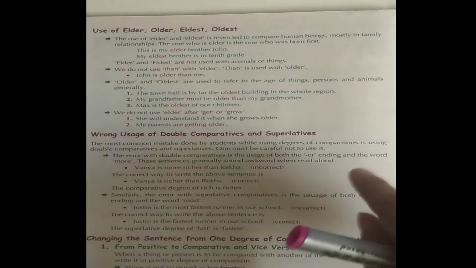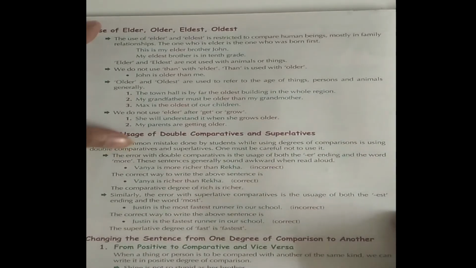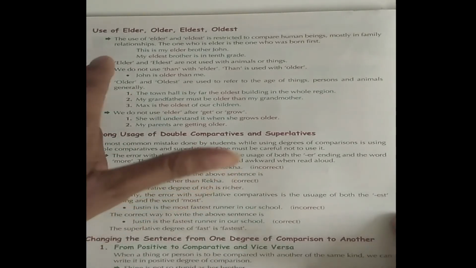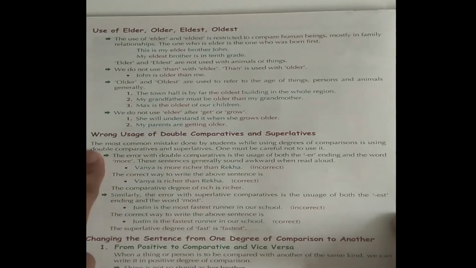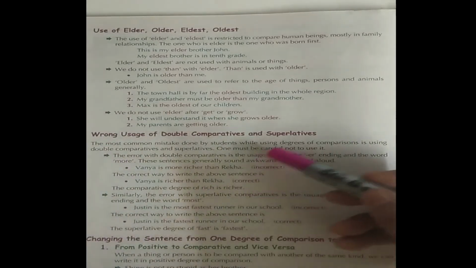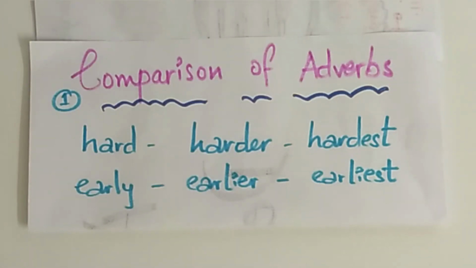I hope these points are clear to all of you. The first point I read is about the use of elder, older, eldest and oldest. This is all explained to you. And the second important point is wrong usage of double superlatives and comparatives. So children, our last objective of today's class is comparison of adverbs.